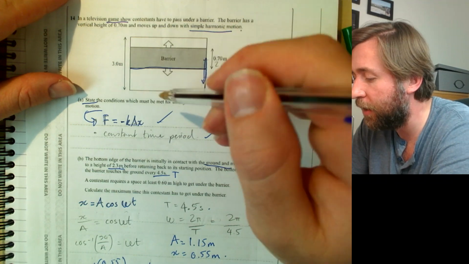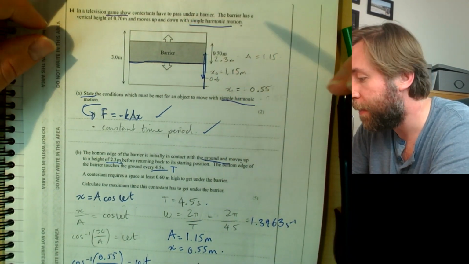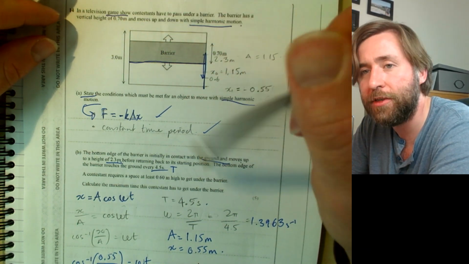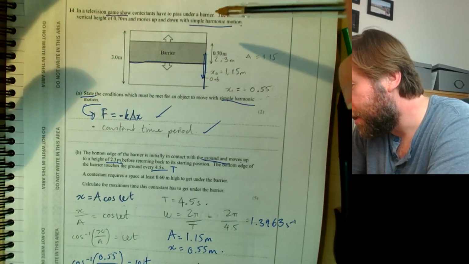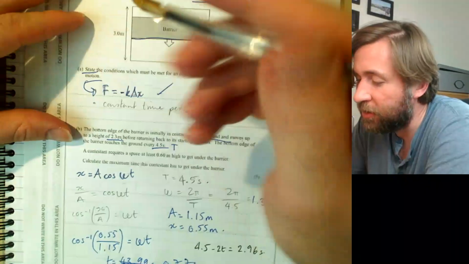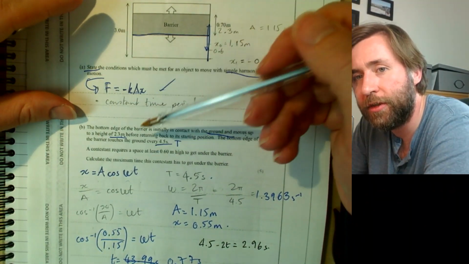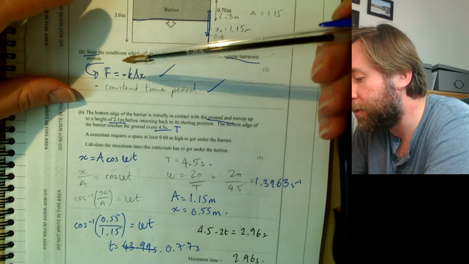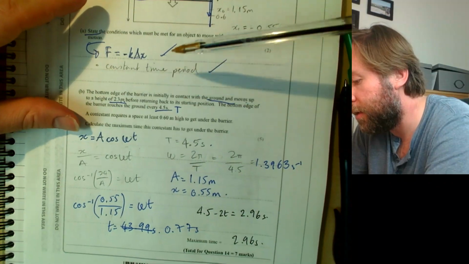And basically you have to get underneath the barrier, okay, just like Mario basically. Right, the barrier has a vertical height of 0.7 and moves up and down with simple harmonic motion. Okay, so they've given you lots of detail. The first one is just state, it's an easy question, the conditions that must be met for an object to have simple harmonic motion, and that's what I've just talked about in the previous one: a force towards an equilibrium position proportional to the distance from it, and a constant time period.